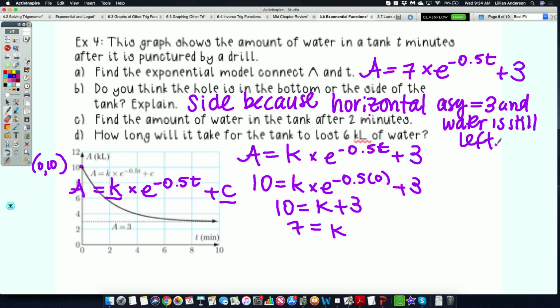Now find the amount of water in the tank after 2 minutes. That's an easy one. All I have to do is plug 2 in for T. So I have my equation.